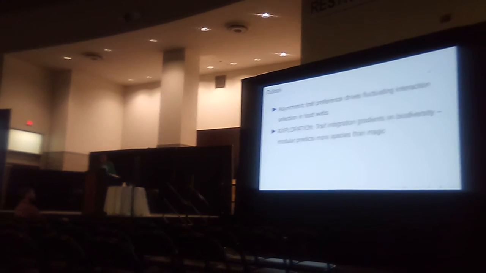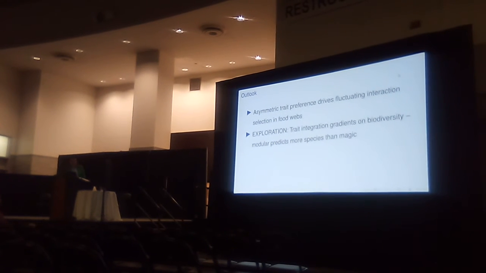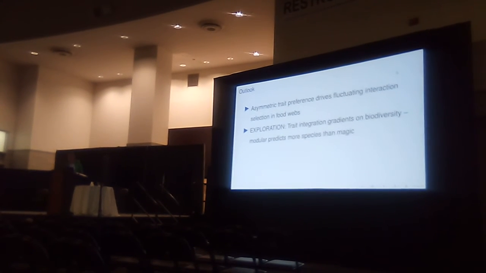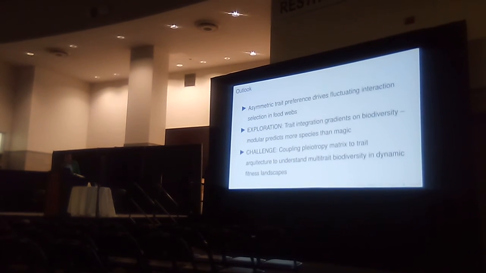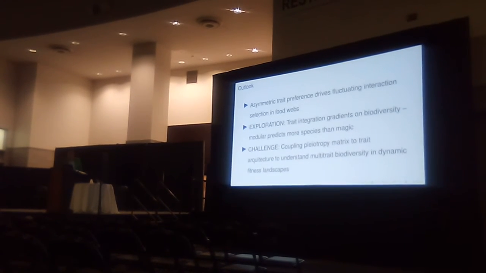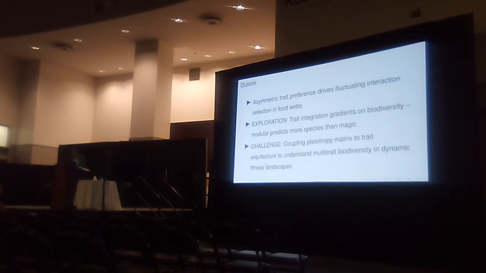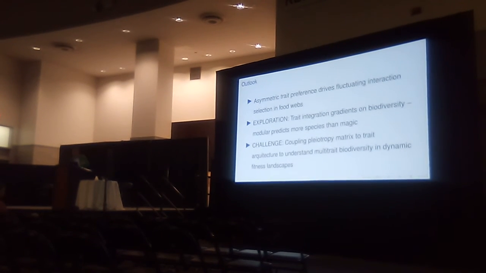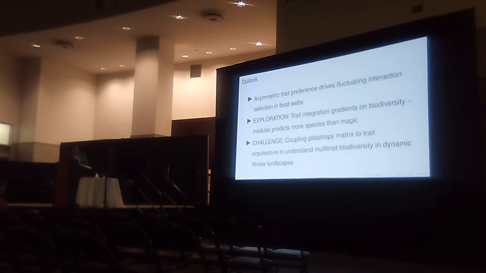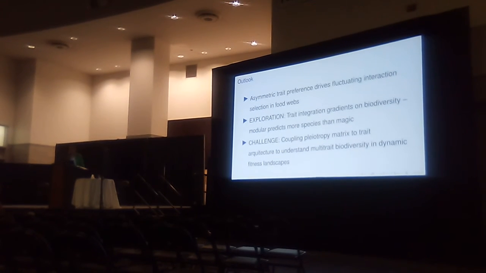And for this preliminary analysis, we are showing that modular integration predicts more species than the magic scenario, where all traits are highly integrated. And finally, we are now in a pretty risky project coupling the genotype-phenotype matrix with different functions, exploring gradients from additive to non-additive dynamics to connect trait architecture and multi-trait biodiversity in dynamic fitness landscapes.